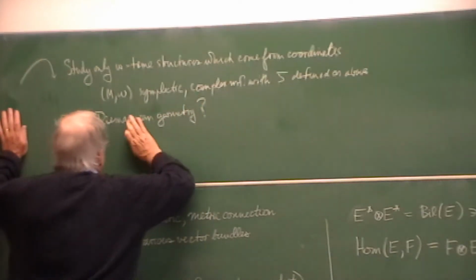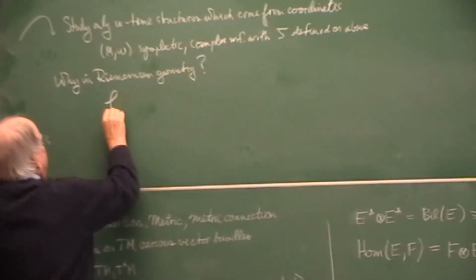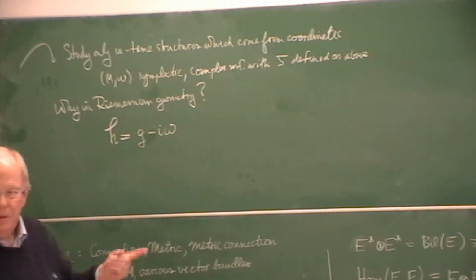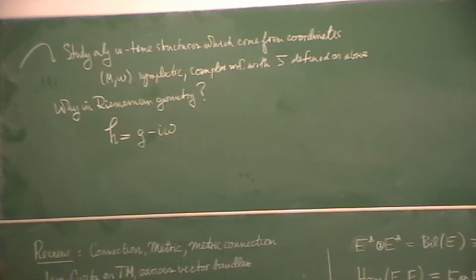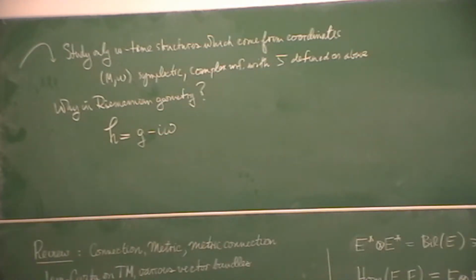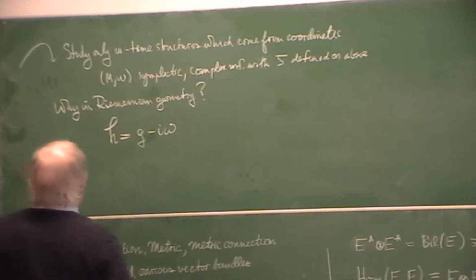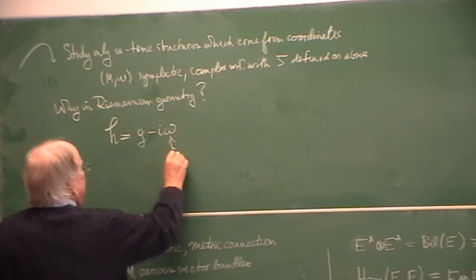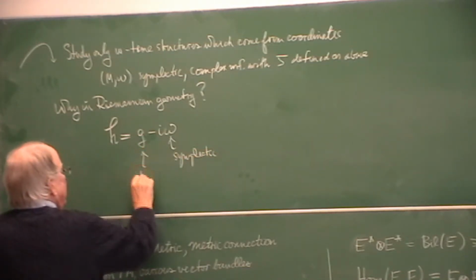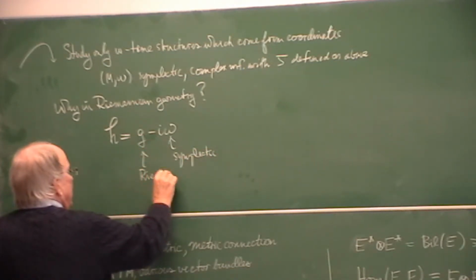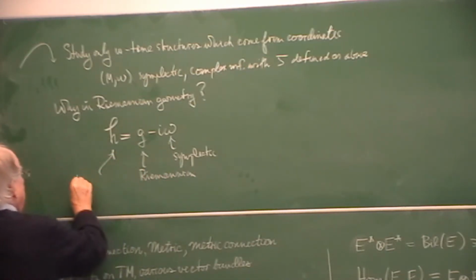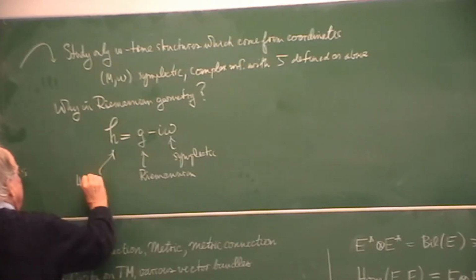Well, this why is easily answered by the following thing. You define H to be G minus I omega. I hope I sent the notes, and I hope I get the sign here right. There are usually very good reasons for a sign, and I think this is the right sign. Yes? This is symplectic. This is Riemannian. And this is a Hermitian form on the tangent line.